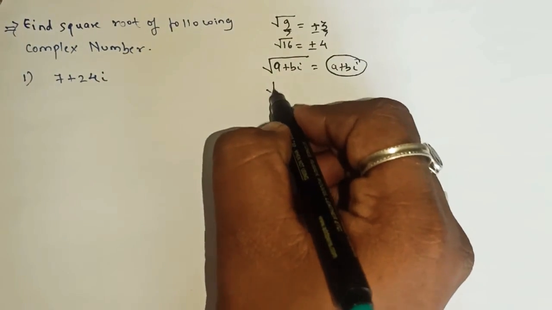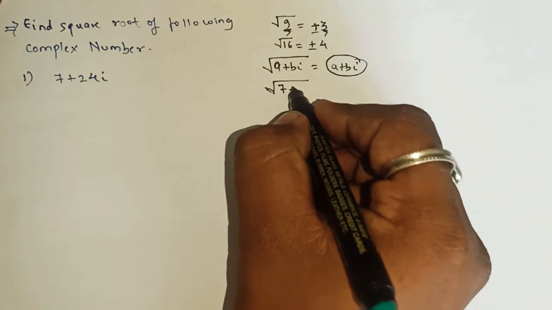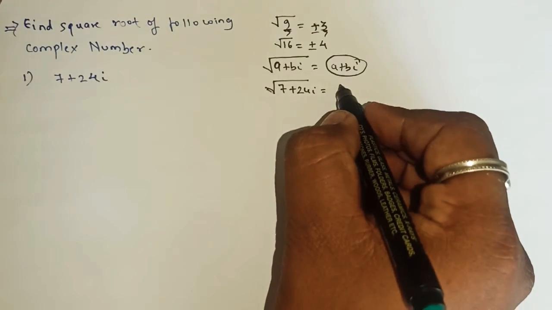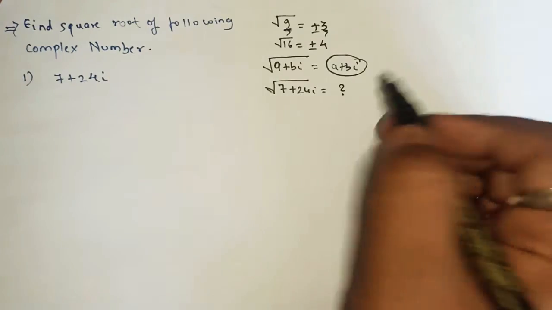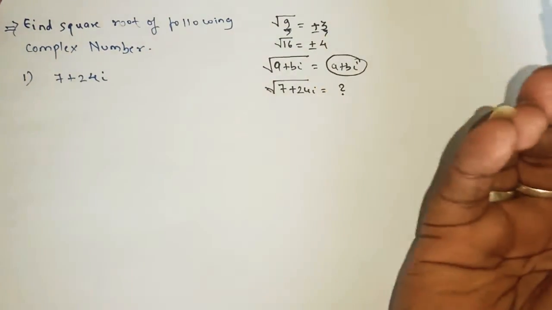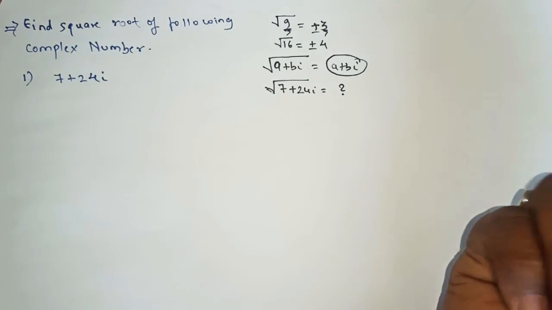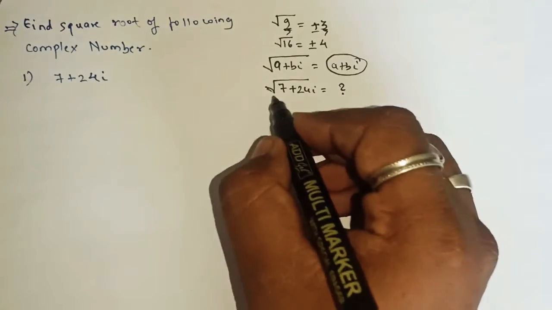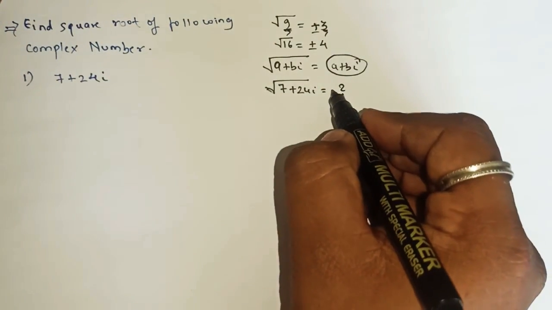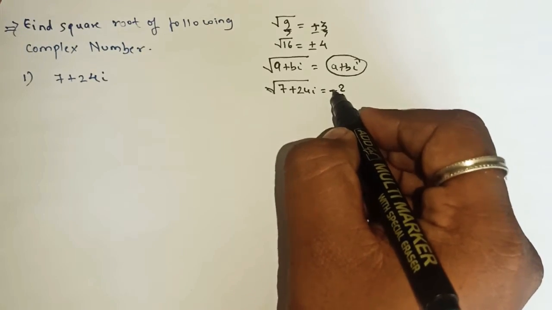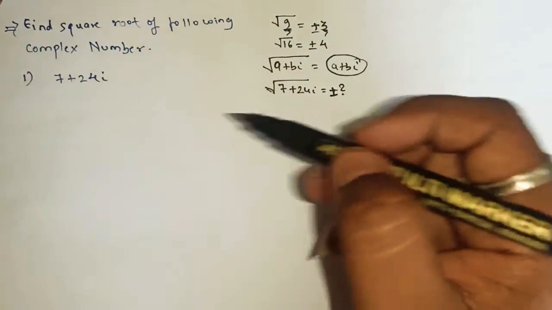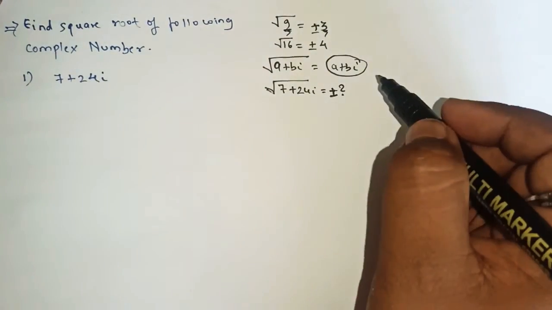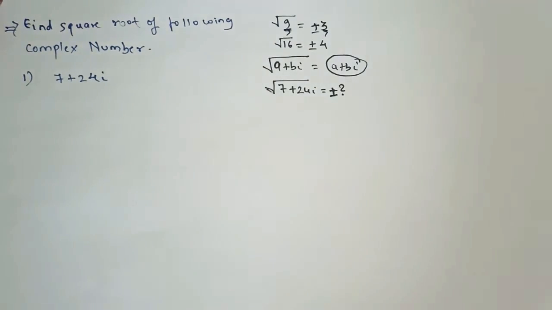So for this question we have to find the square root of 7 plus 24i. Of course this is a complex number, so the answer will be in the form of a complex number only, in the form of a plus bi. A real number will equal a real number and a complex number will be in the form of a complex number only, yes or no. What will be the square root of 7 plus 24i? But we know that a square root has plus or minus. So whenever you have to find the square root of any complex number, see to it that you will get two answers, one positive and the second one negative.